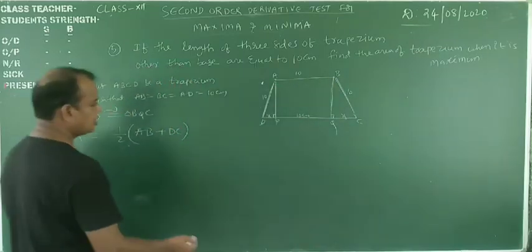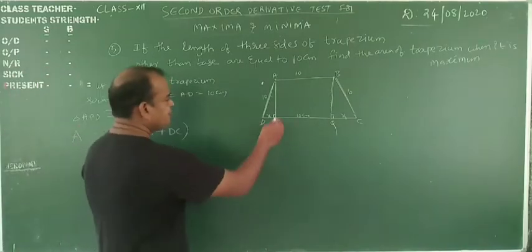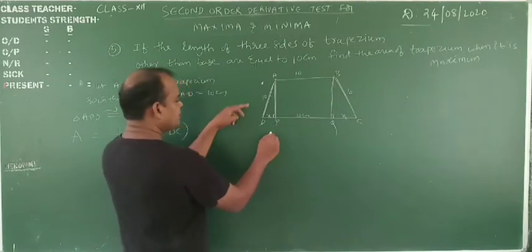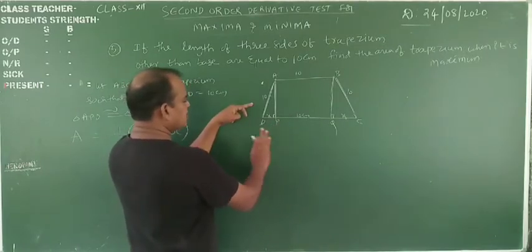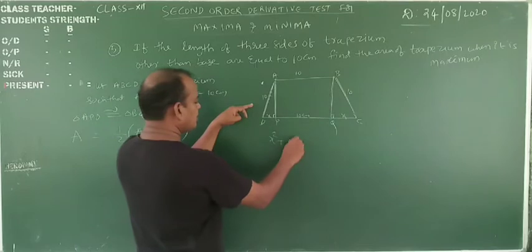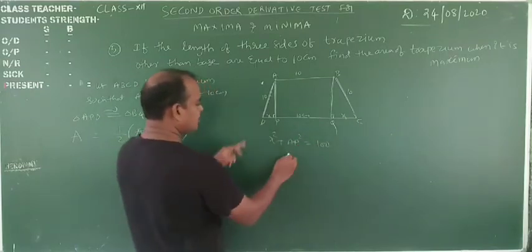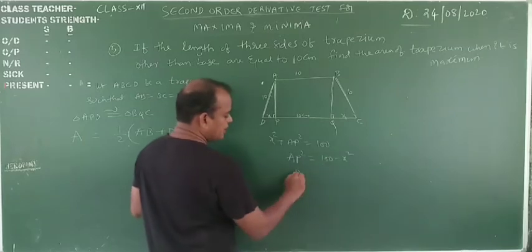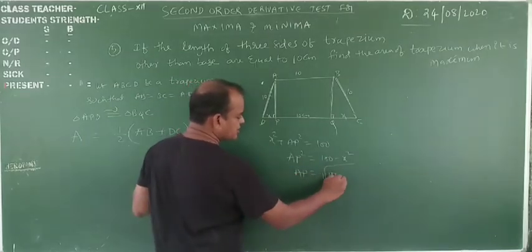Any one distance. Okay. Now how to find the distance? Observe that the distance is equal. How to find AP? AP square plus x square is equal to 10 square, that is 100. From this one, AP square is equal to 100 minus x square. Now AP is equal to root over 100 minus x square. Okay, my dear students.